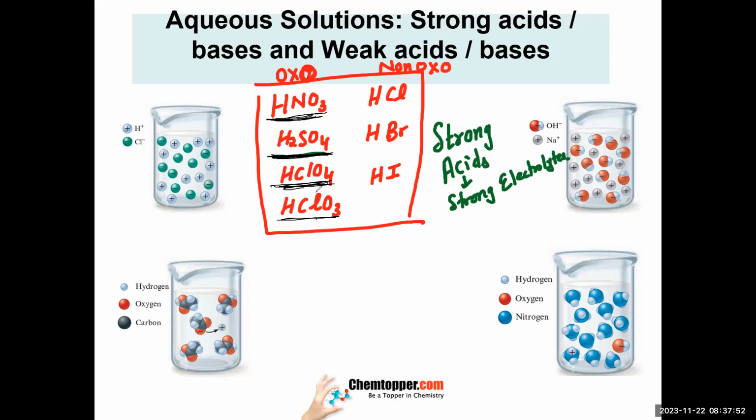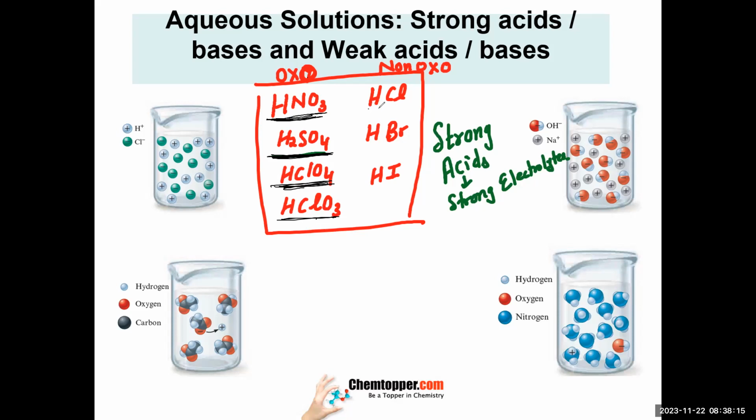Chloric acid. This is the chlorate ion. Chlorate will give you chloric. Perchlorate will give you perchloric. Sulfate will give you sulfuric. Nitrate will give you nitric. Carbonate will give you carbonic. So it's very easy. I have given the list and I think I discussed this earlier also.